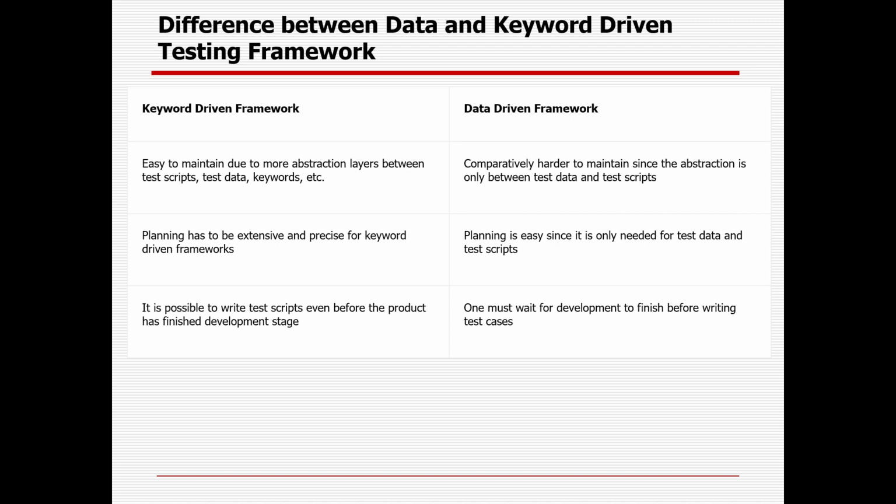Keyword driven framework is easy to maintain due to more abstraction layers between test script, test data and keyword, etc. Data driven is comparatively harder to maintain since the abstraction is only between test data and test script. Planning has to be extensive and precise for keyword driven framework. For data driven, planning is easy since it is only needed for the test data and the test script. It is not possible to write the test script before the product has finished the development stage. For the data driven framework, because you will be executing the same test case again and again to verify variation in the data, your script should be ready and your application should be stable enough. Then you can go with the automation and run a single test case n number of times with a different variety of data.